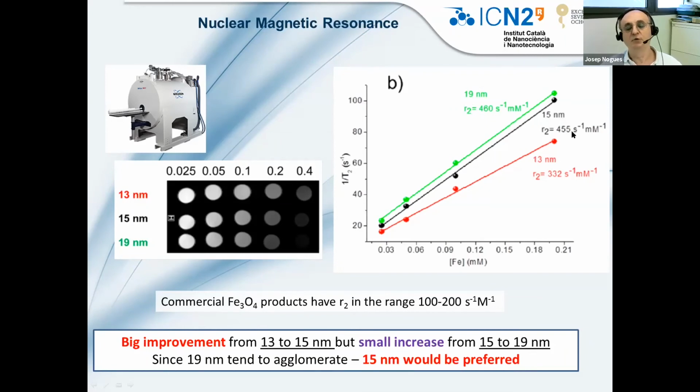And also, if we compare our results to the commercial Fe3O4 products, these are more than twice better than the commercial ones, which are all based on spherical nanoparticles. So from the point of view of nuclear magnetic resonance, using 15 nanometer nanoparticles would be the preferred size, since it has very good properties and they don't agglomerate.